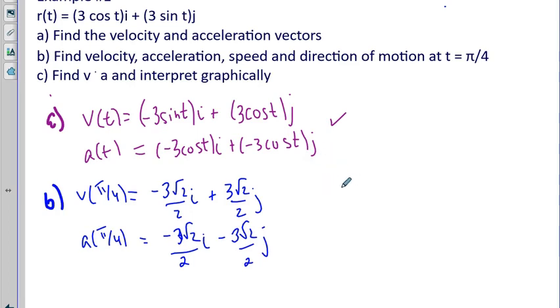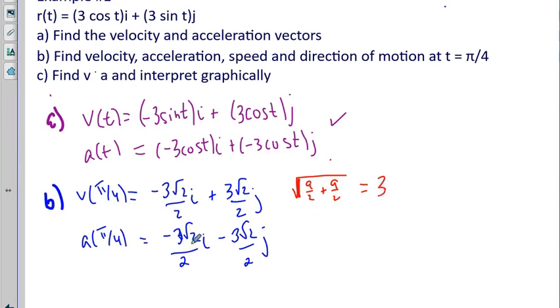We also have to find the speed and the direction of motion. So speed, remember, is going to be the magnitude of the velocity at this point in time. So we're going to take the magnitude of this, which remember is the x squared and the y squared, and then of course the square root of that. So this will be 9 times 2 over 4, which is 9 halves plus 9 halves, which is 18 halves, which is 9, and the square root of 9 is equal to 3.